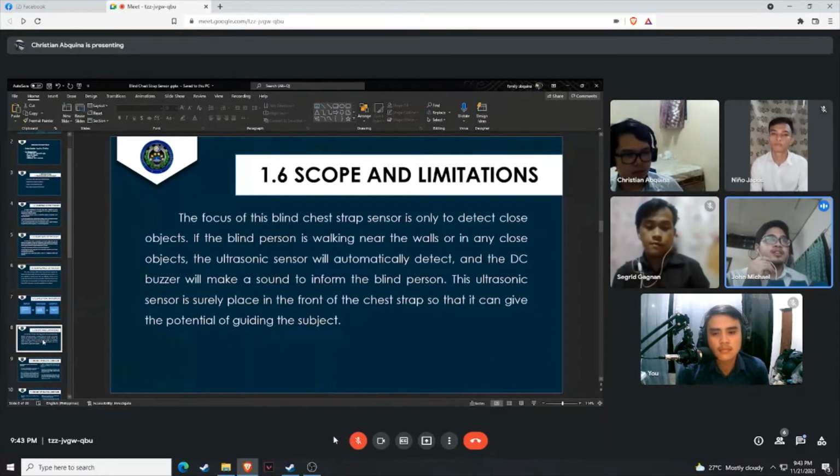Scope and limitations. The focus of this blind chest strap sensor is only to detect close objects. If the blind person is walking near the walls or any close objects, the ultrasonic sensor will automatically detect and the DC buzzer will make a sound to inform the blind person.